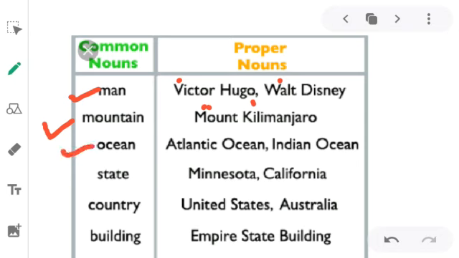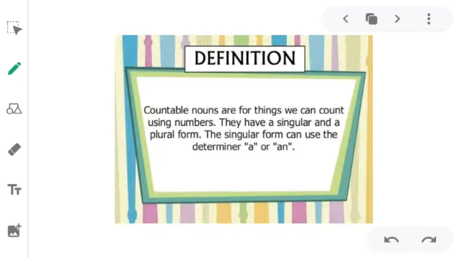If we talk about ocean, it could be any ocean of the world, so that will be a common noun. But if we specify the name of the ocean like Atlantic Ocean, it has become a proper noun now, and A and O will be capital. The same is the case with state, country and building. It could be any state, any country and any building, so that will be a common noun. But if we specify the name of that state or country or building, that will become a proper noun and we will capitalize its first letter.